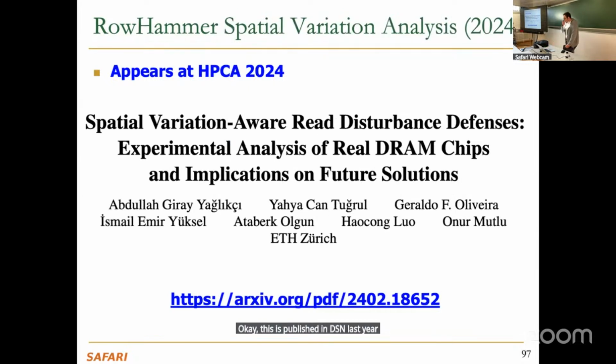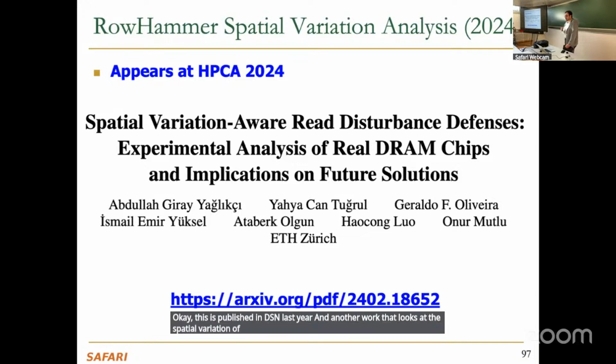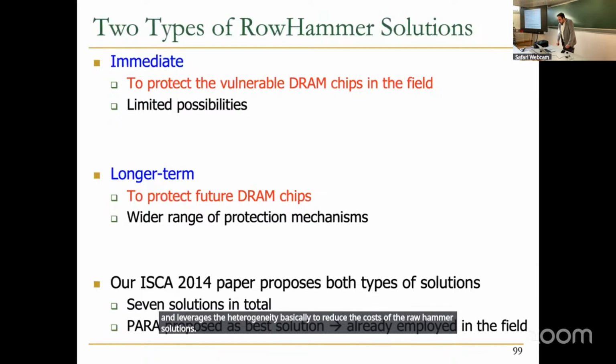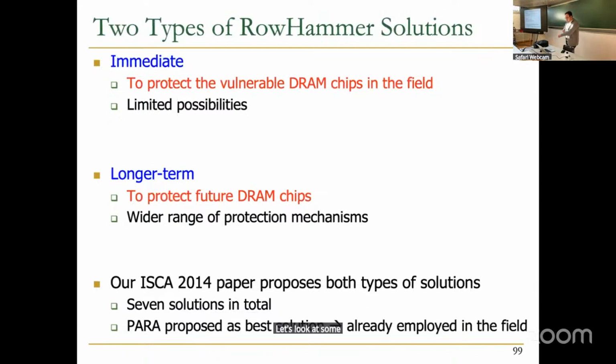And another work that looks at the spatial variation of read disturbance vulnerability, or RowHammer vulnerability, across DRAM rows in a chip, and leverages the heterogeneity basically to reduce the costs of the RowHammer solutions. Let's look at some RowHammer solutions in the remaining time.